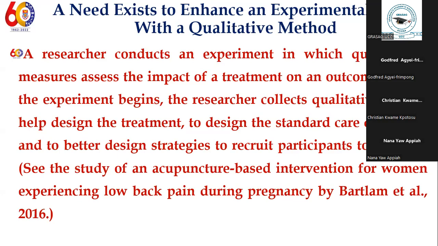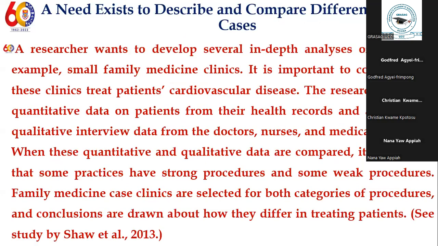Again, a need might exist where we need to describe and compare different types of cases. So in this case, if you as the researcher want to develop an in-depth analysis of cases, for example, you have small family medicine clinics. It will be very important for you to compare how these clinics treat patients, maybe for example, their cardiovascular diseases. In this case, you have to collect quantitative data on the patients.